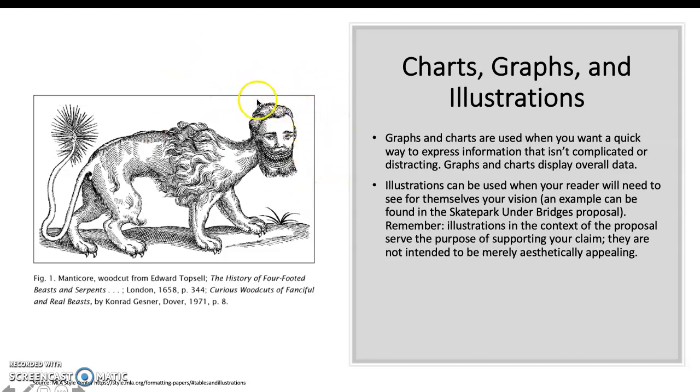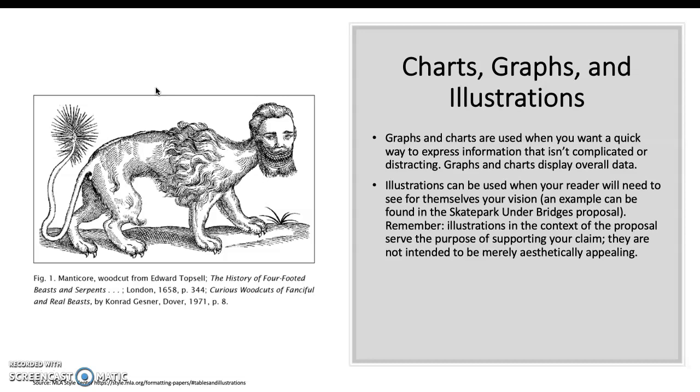It'd be very interesting to read a proposal that had this illustration. But you could use an image, for example, as I mentioned before, to help your reader see what your vision is. So a really good example of this within the context of a proposal would be the visuals that the author of the Skate Park Under Bridges proposal uses.